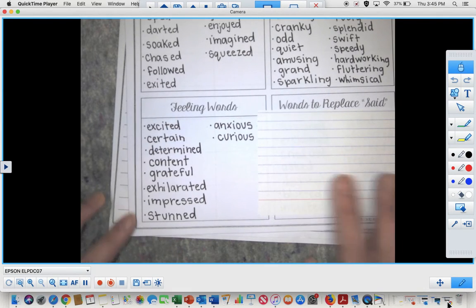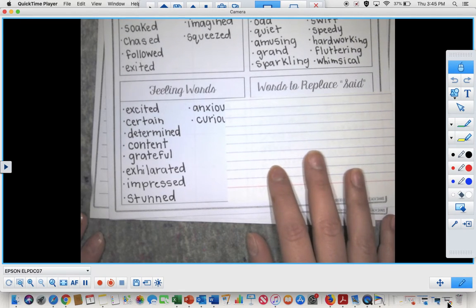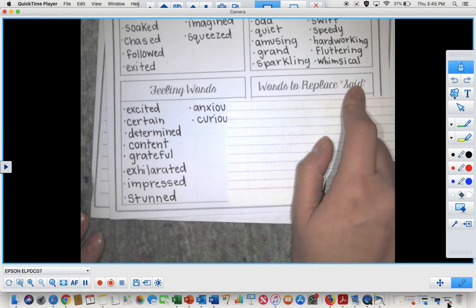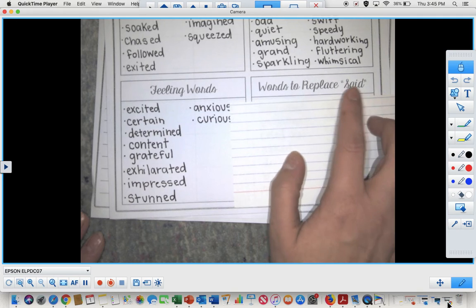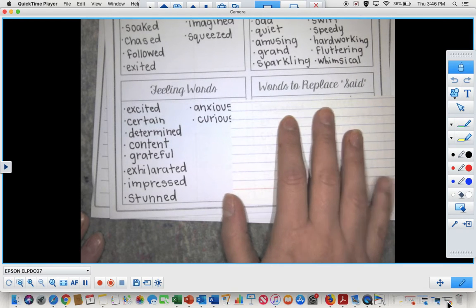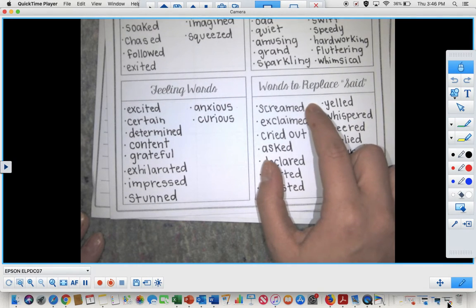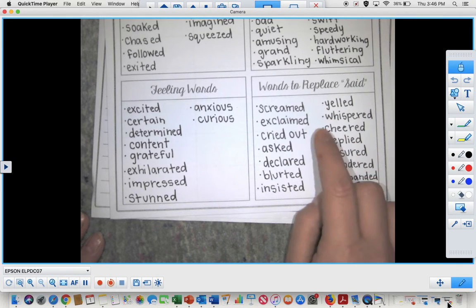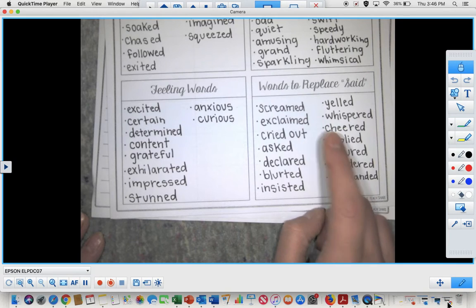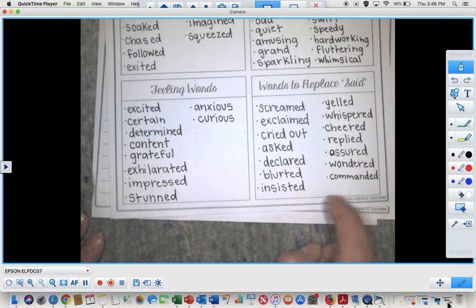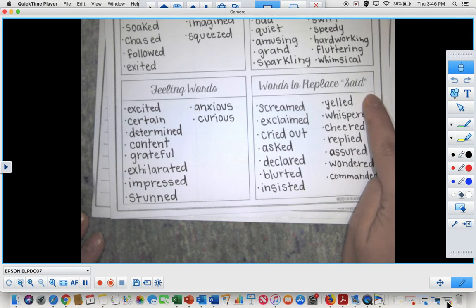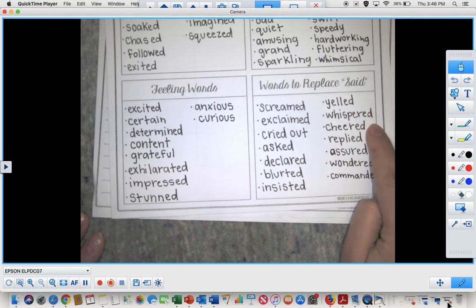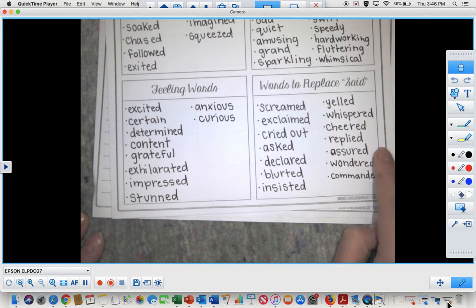And then finally, words to replace said. Like I said before, said is a boring word. We use it all the time, and so we want to replace the word said. It's okay if we say it here and there, but we really want to try and use different words. Some words I came up with are screamed, exclaimed, cried out, asked, declared, blurted, insisted, yelled, whispered, cheered, replied, assured, wondered, and commanded.